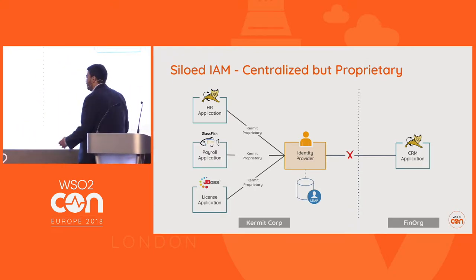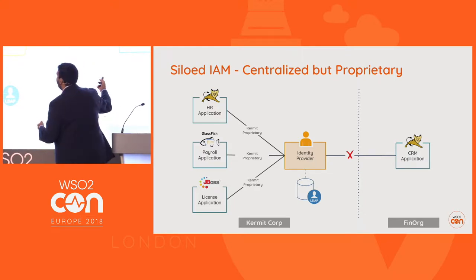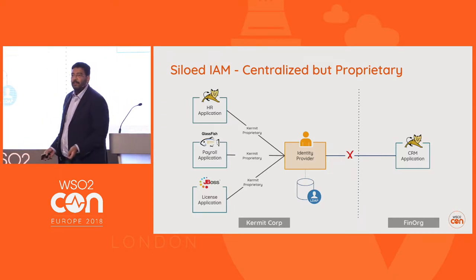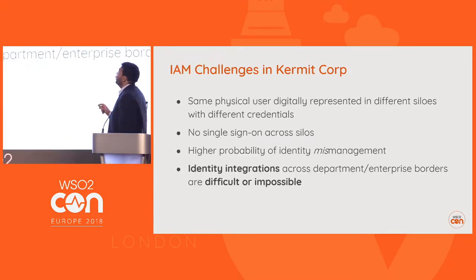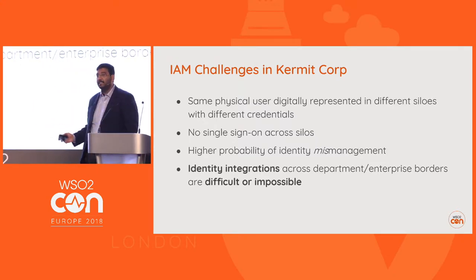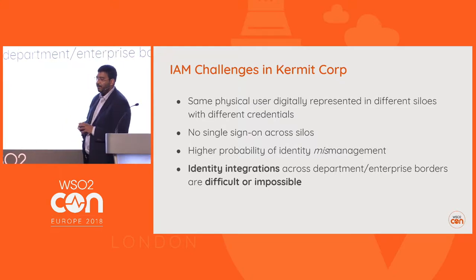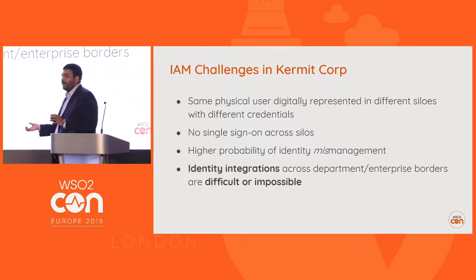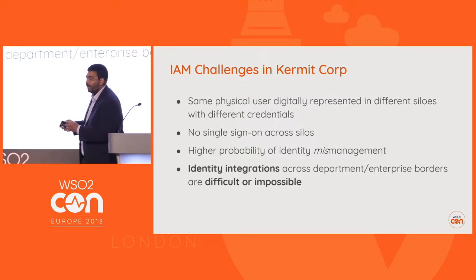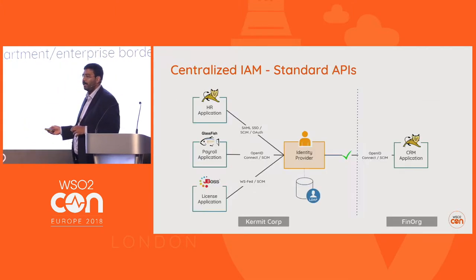So, for example, if you look at most of the organizations now, mergers, demergers, bringing in new acquisitions, bringing in new applications, et cetera, is very common. And in a system like this, all the operations will become very complex, right? So the challenges are that physical users are digitally represented in different silos. Because of that, all the operations, user management, provisioning, et cetera, will become an issue. Single sign-on is an issue. Identity mismanagement is highly probable. People will not be able to manage the identity properly. And then identity integration between various systems is very difficult or even impossible. So those are the main problems.